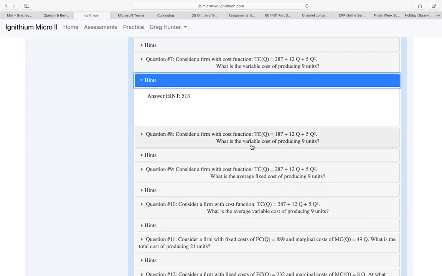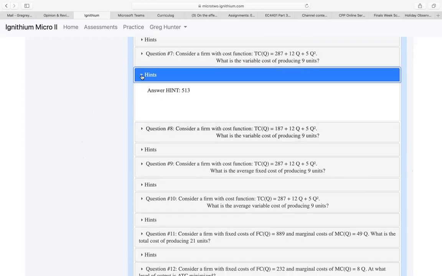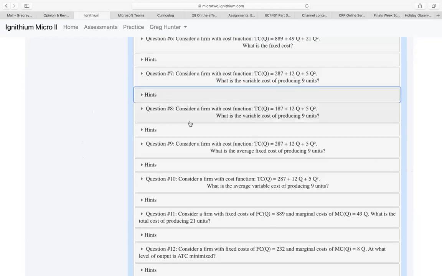What about the variable cost of producing 9 units? I'm trying to see, are these the same? Okay. So what did you get for that one, Scott? Oh, now I'm not sure. I'm not sure if it's the same or if it's 57.